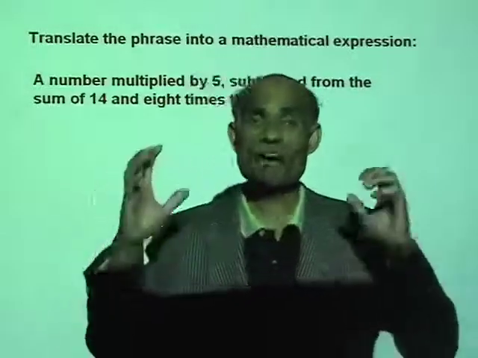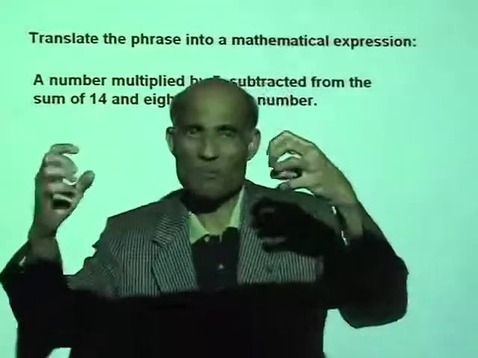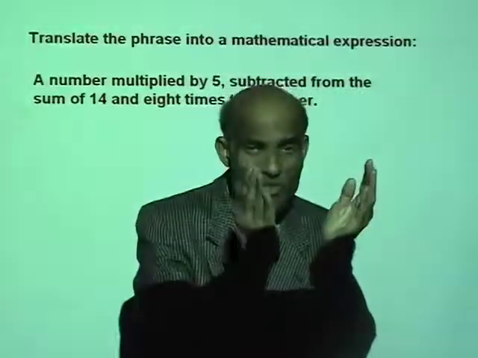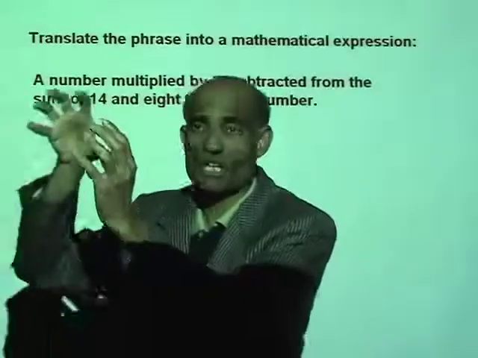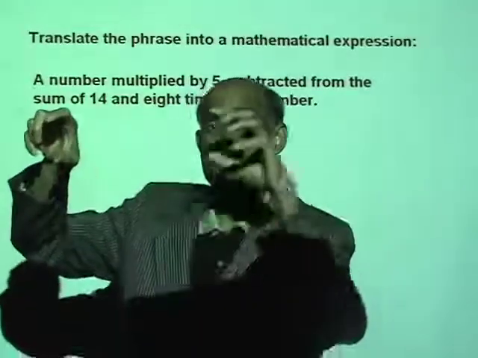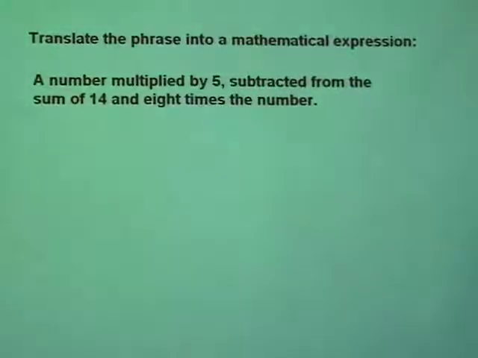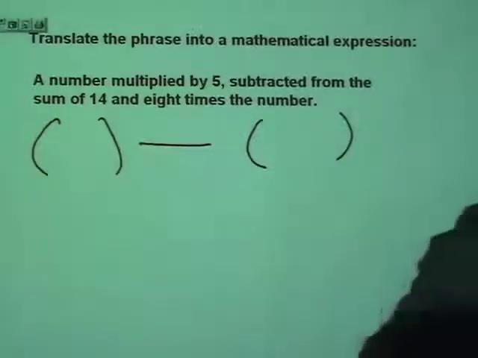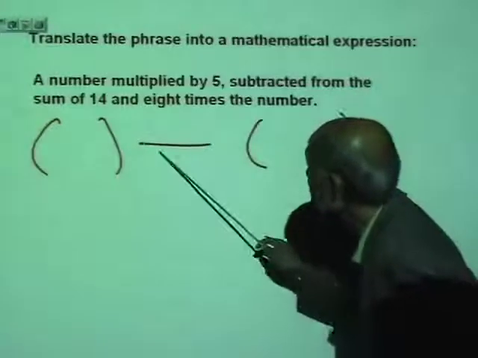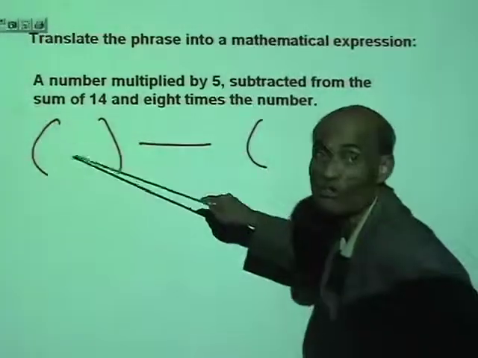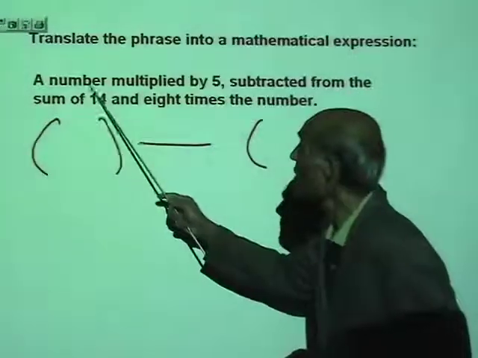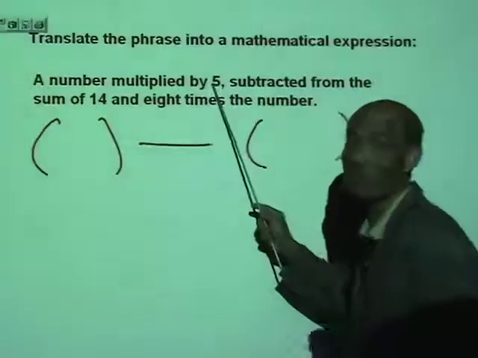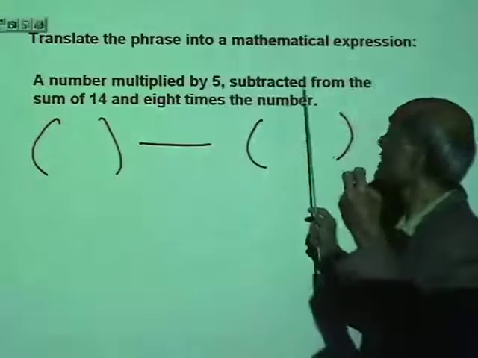I told you, when you have something like subtracted from, do this with a parenthesis. One quantity, another quantity. This quantity is subtracted from another quantity, like this. You have a quantity, another quantity. Now, what you have is this quantity is subtracted from that quantity. Alright, look at this. A number multiplied by 5, that is your 5x, is subtracted from.